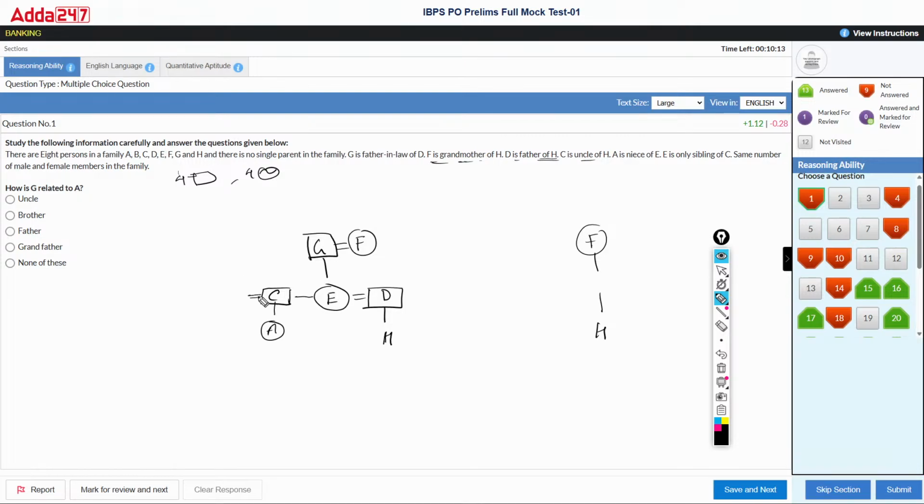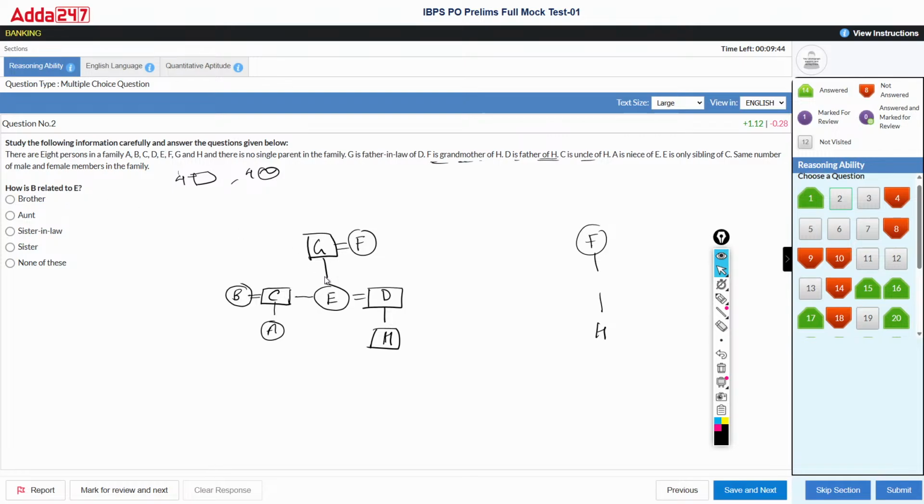No single parent, right? So A, B is missing, so B here. C, D, E, F, G, H. So 1, 2, 3. This is also a male. Okay. How is G related to A? G is grandfather.